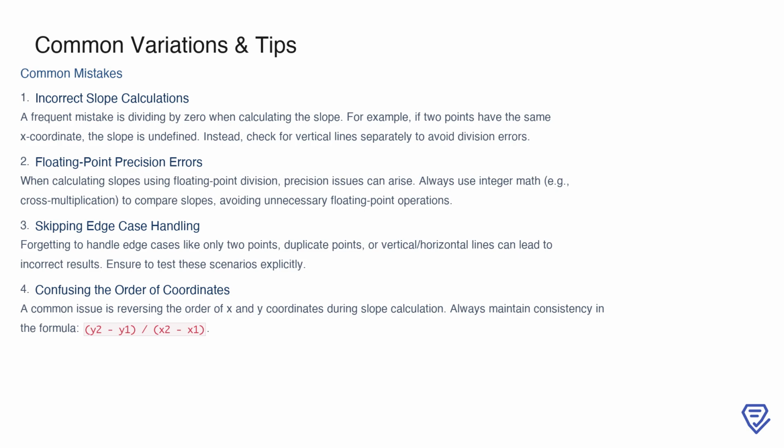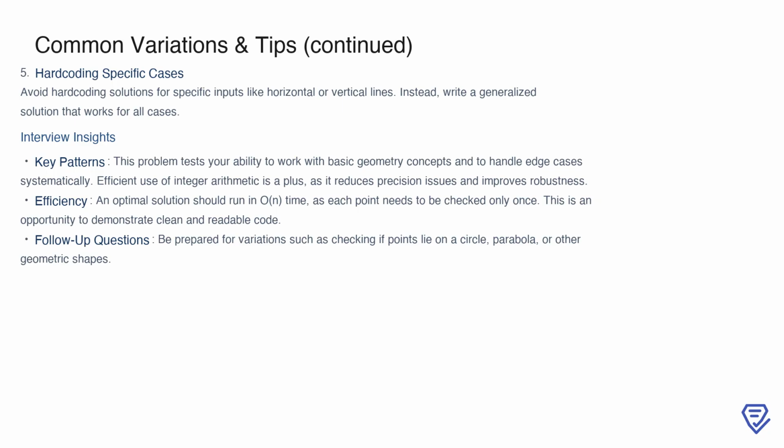Finally, it's easy to mix up the order of coordinates during slope calculation. Always stick to a consistent formula: subtract y coordinates first, then x coordinates, maintaining the order as (y2 - y1) / (x2 - x1). Hard-coding specific cases, like explicitly checking for horizontal or vertical lines, is another mistake to avoid. Instead, aim for a generalized solution that works for all types of input.